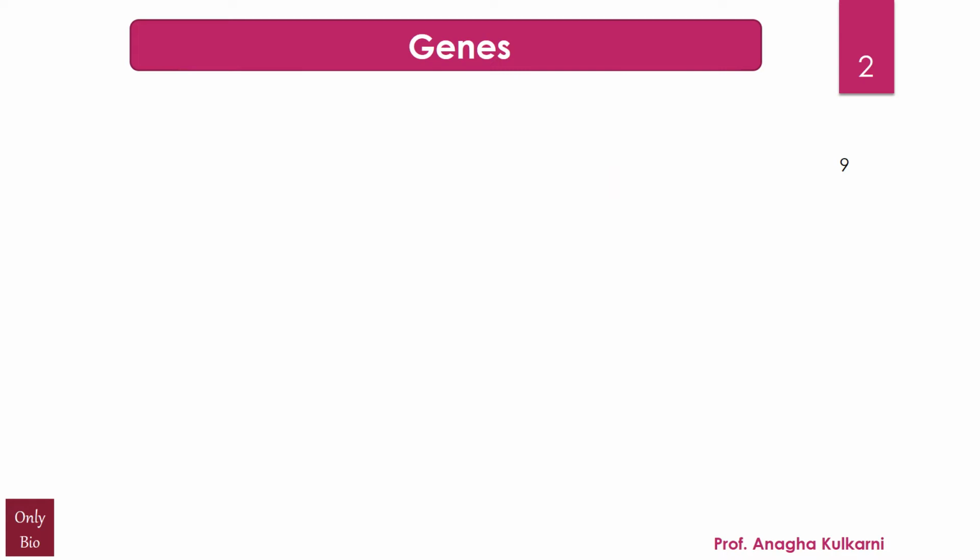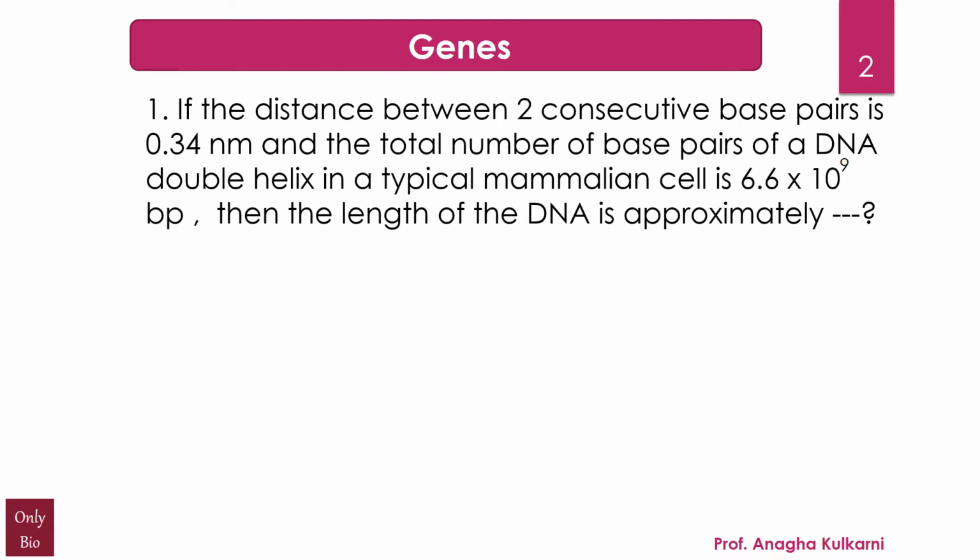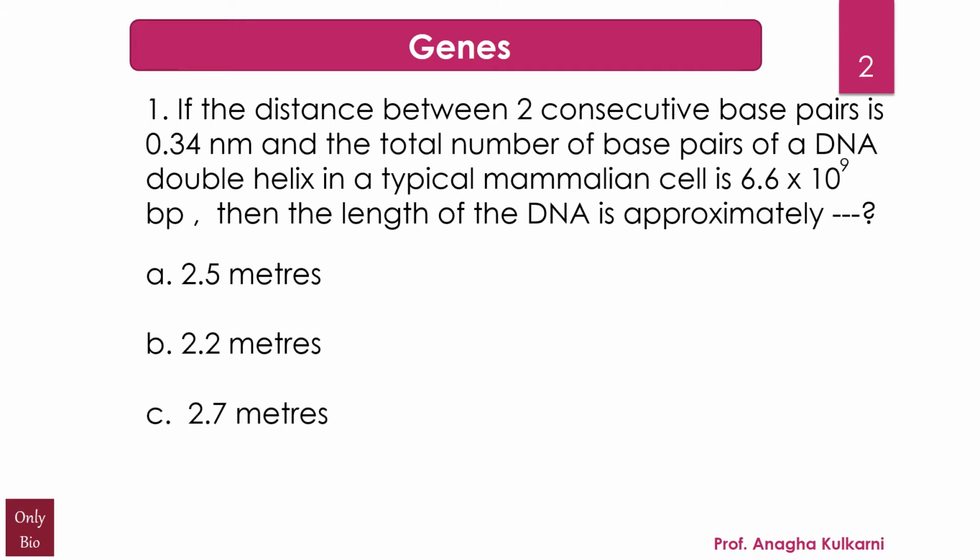The first question relates with the chapter genes, and the question is, if the distance between two consecutive base pairs is 0.34 nanometers and the total number of base pairs of a DNA double helix in a typical mammalian cell is 6.6 into 10 raised to 9 base pairs, then the length of the DNA is approximately dash. And the options given are A. 2.5 meters, B. 2.2 meters, C. 2.7 meters, and D. 2 meters, and the correct answer for this question is B, that is 2.2 meters.